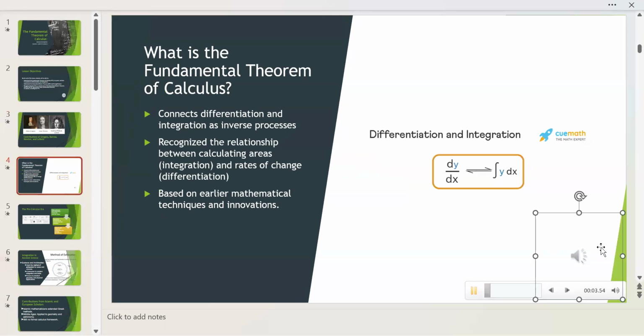So, what is the fundamental theorem of calculus? The FTC, or the fundamental theorem of calculus, connects differentiation and integration as inverse processes. It recognizes the relationship between calculating areas, or integration, and rate of change, or we could also say differentiation. It is based on earlier mathematical techniques and innovations.